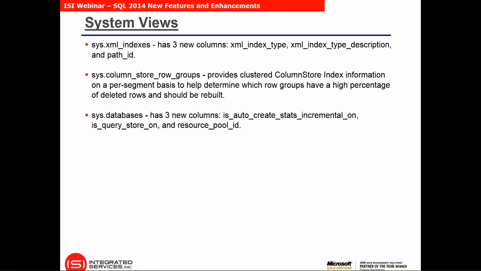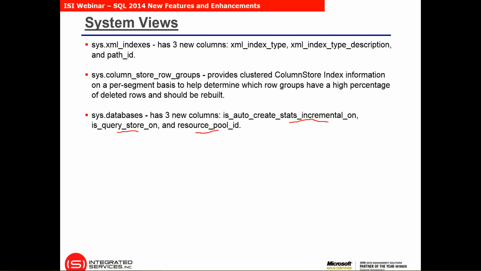System views have been changed. Don't you love it when even service packs can change system views? But I found a few that have been changed. XML indexes now has 3 new columns: index type, a description for that type, and the path ID. ColumnStore row groups gives you clustered ColumnStore index information. So it'll tell you which row groups have a lot of deleted rows and should be rebuilt, so you can use that for maintenance purposes. And sys.databases now has 3 new columns, so you can tell which statistics we're creating with incremental on, query store is on, and resource pool ID.